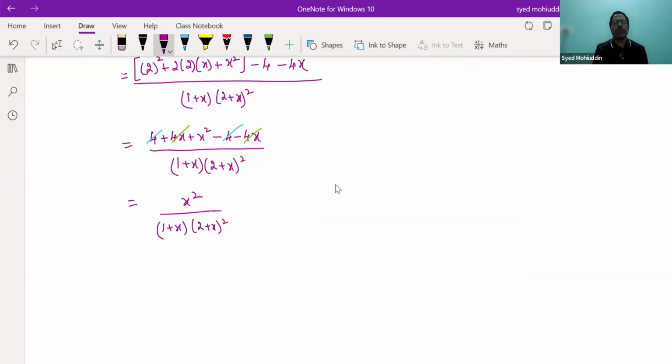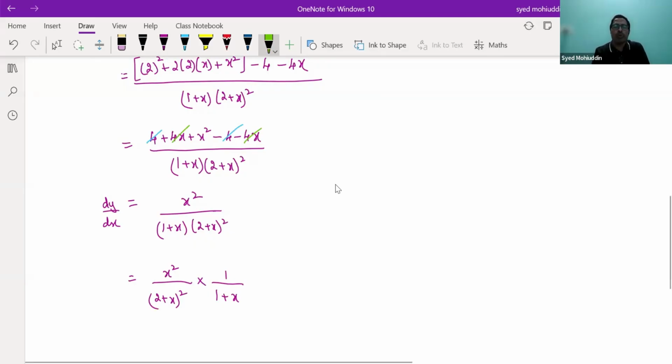Now I have to show that this value should be a positive value for an increasing function. But the moment you try to observe this, square terms will always be positive. So do you agree that x square will be positive only? And (2 plus x) whole square will also be positive. The only term that is left over here is 1 by 1 plus x. Now the question is whether this is positive or not, depends upon this term.